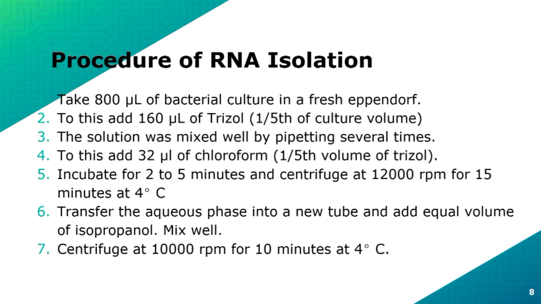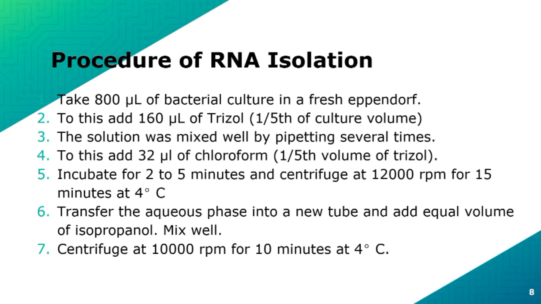Procedure of RNA isolation. First step, we need to take 800 microliters of bacterial culture in a fresh Eppendorf tube. We can use any kind of substance according to our needs. To this, we need to add 160 microliters of Trizol, which is 1/5 of the culture volume. The solution is then mixed well by pipetting several times. To this, we need to add 32 microliters of chloroform, which is 1/5 of the volume of the Trizol.